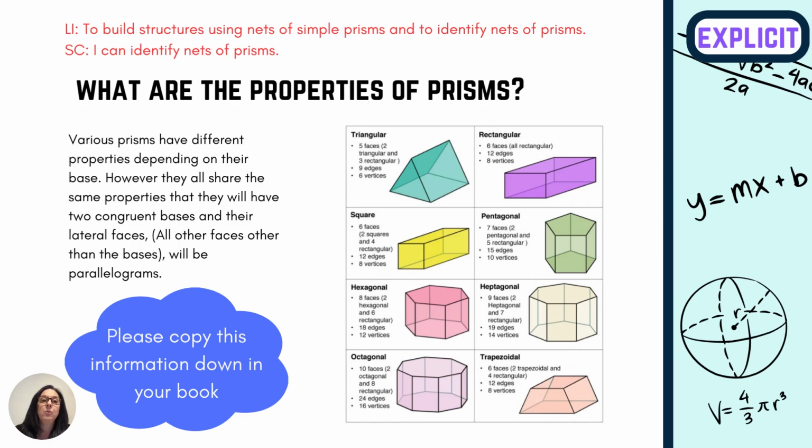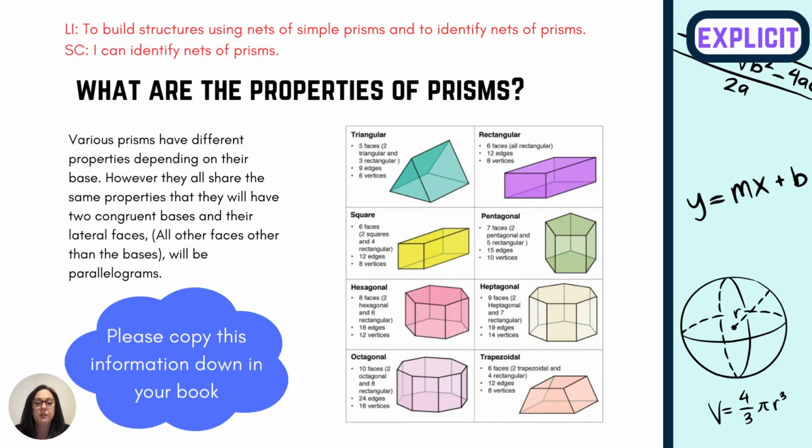So what are the properties of the prisms? The big properties that are the same for all prisms are that every prism has two bases that are identical. And every prism has its lateral faces, and the lateral faces are all the other faces that are not bases. They are always parallelograms. So those are the two features that are the same for all of our prisms.